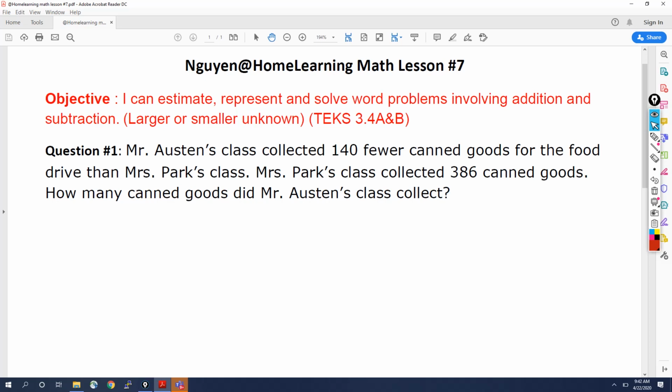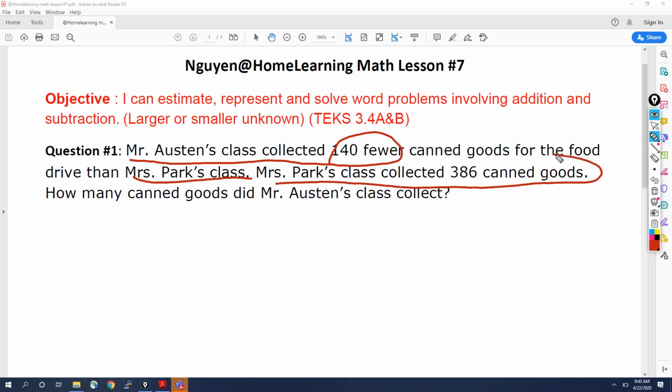Question number 1. Mr. Austin's class collected 140 fewer cans of good for the food drive than Mrs. Park's class. Mrs. Park's class collected 386 cans of good. How many cans of good did Mr. Austin collect? So all we know in this one is that Mr. Austin collected 140 fewer compared to Mrs. Park's class. And then Mrs. Park's class collected 386 cans of good. So one thing we know for sure, we only know how many cans of good Mrs. Park's class collected, but not so much Mr. Austin.